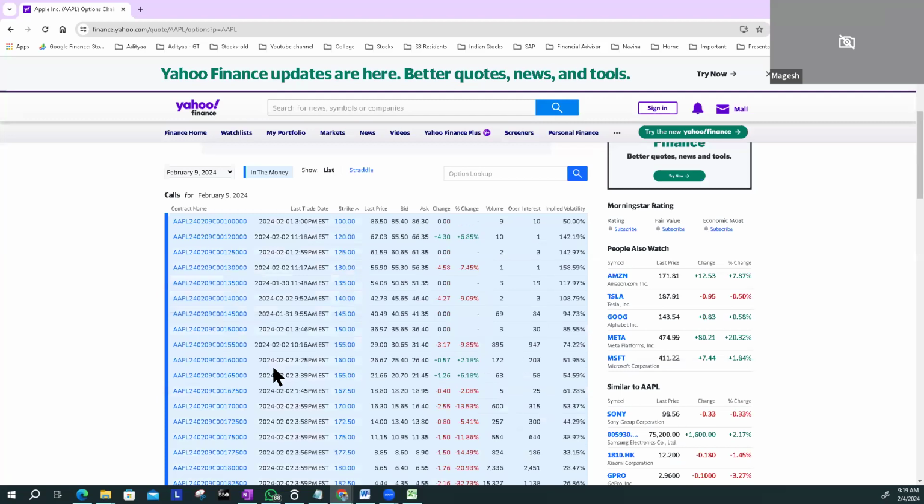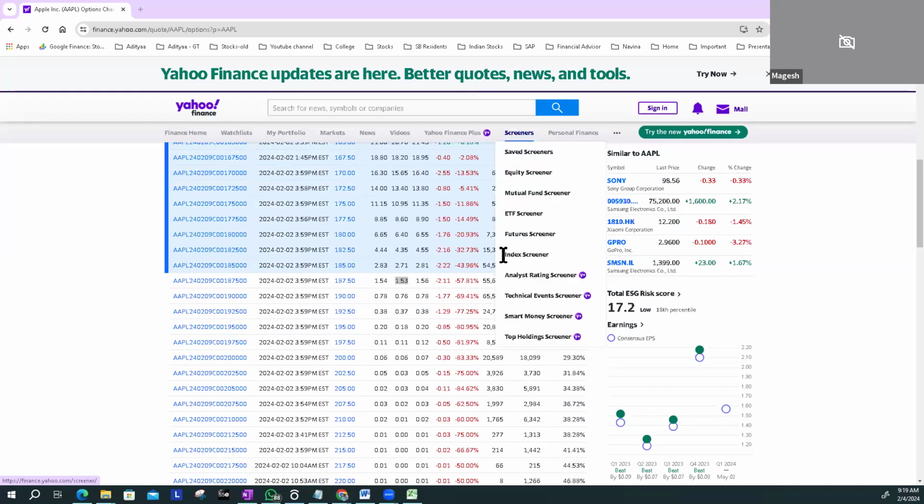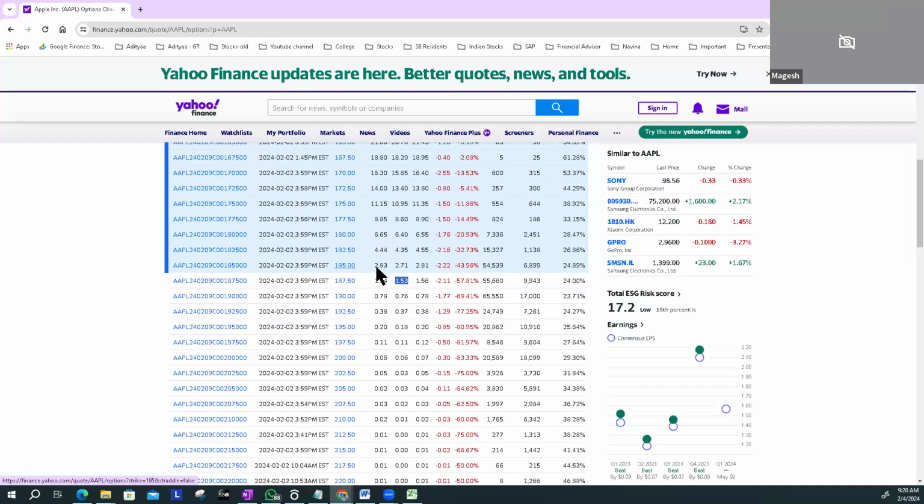Okay, so there are two types: in the money and out of the money. And the more the time value, the more the premium is going to be. Say for the same 185, obvious, right? You are having more time on your side. So here it is 2.83.